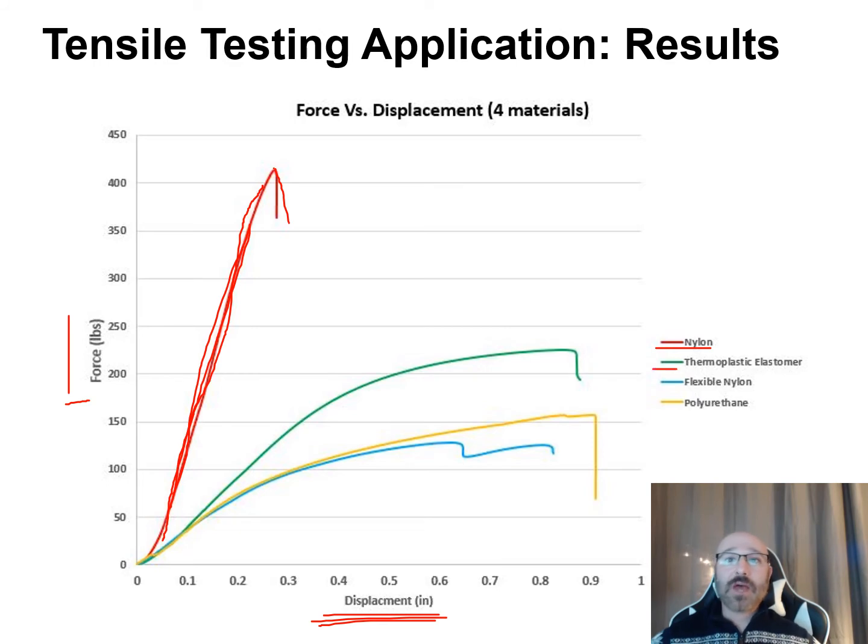So then we compared that to the load and displacement for a thermoplastic elastomer material. We can see we got up to a little over 225 pounds before it broke, but it started to deform, really start stretching, at about 150 pounds in pure tension. Flexible nylon and a polyurethane pretty much both performed about the same here. Polyurethane could take a little bit more load before it broke.